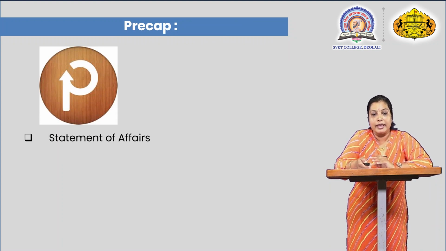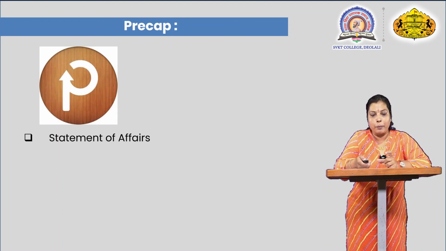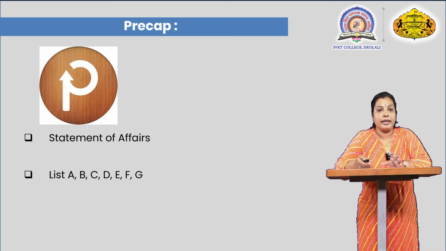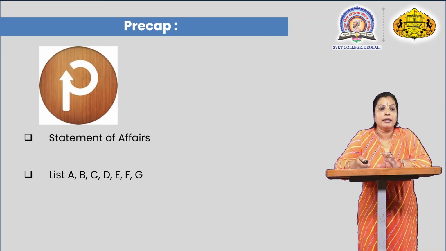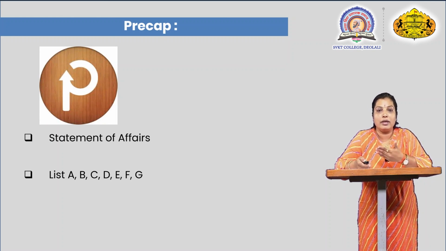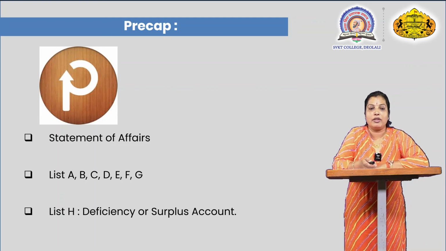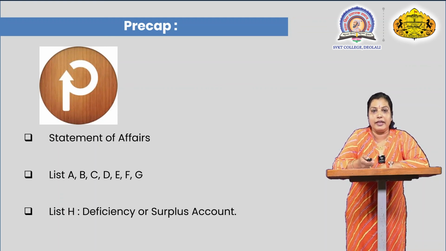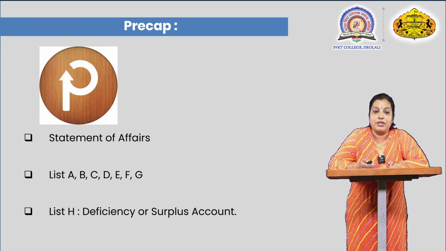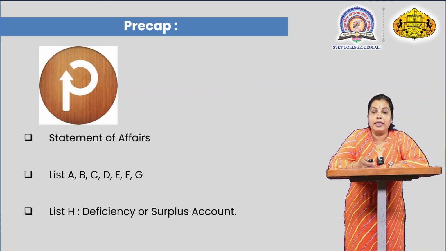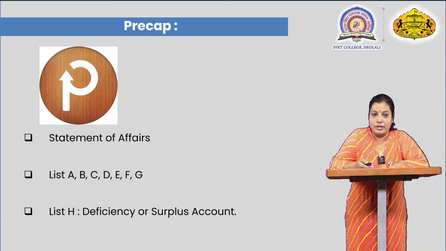In the statement of affairs, there is a vertical format, that is list A, list B, list C, list D, list E, F and G. This list is given in the statement of affairs. That is very important while solving the statement of affairs in the liquidator's final statement during winding up. List H, deficiency or surplus, means there is a profit or there is a loss. It can be calculated under list H.